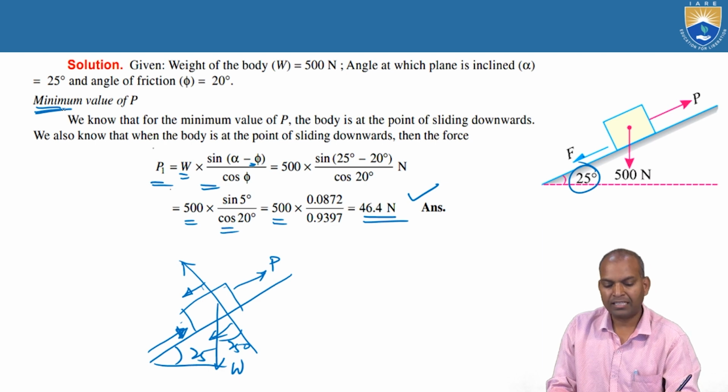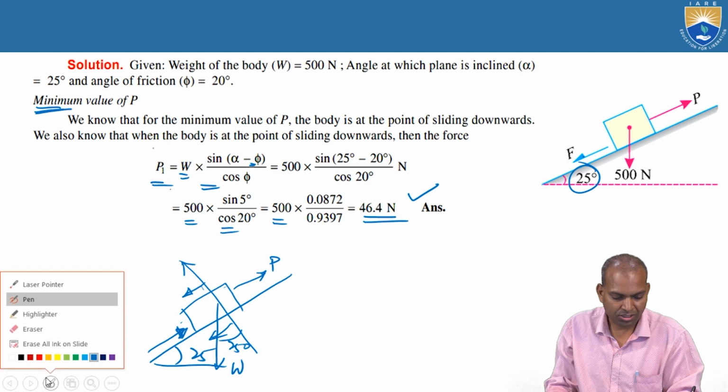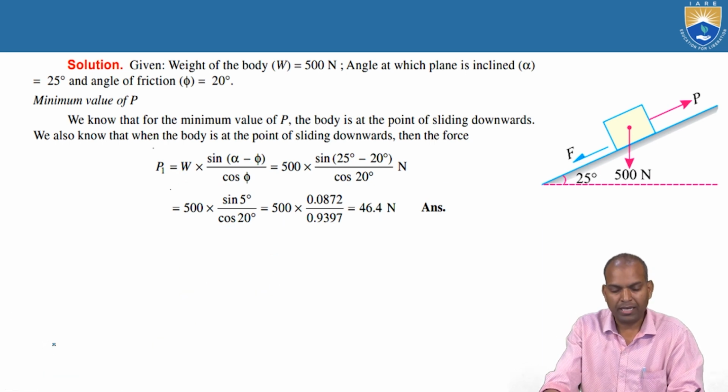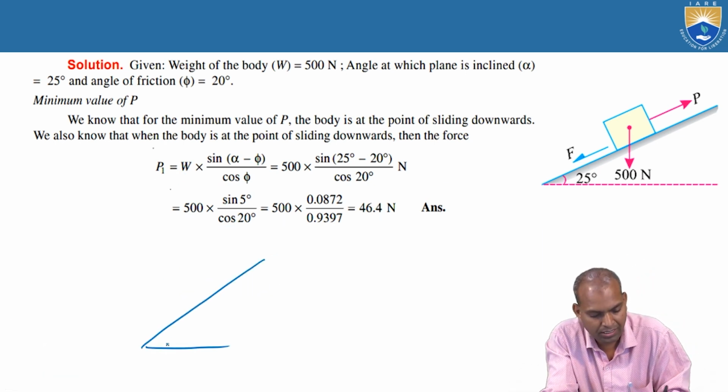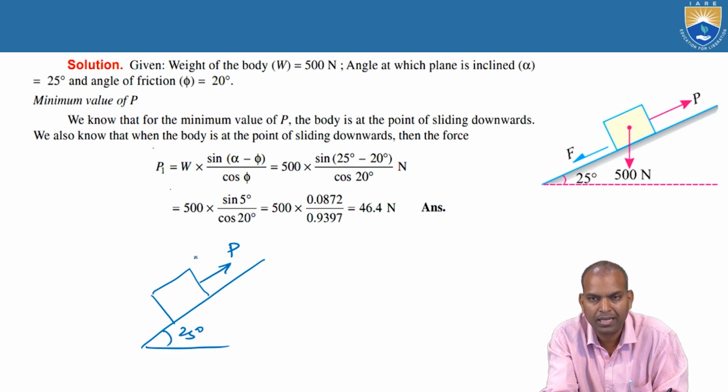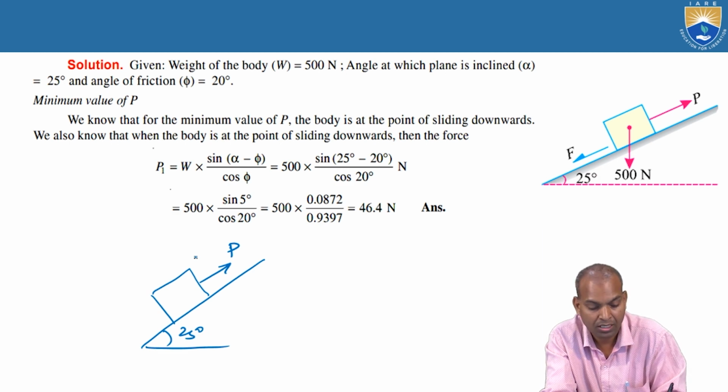Okay, next, what is the maximum value of P consideration? For that, again 25 degrees. The body moves upwards. Here P is the effort in the upward direction only. Now the motion of the body is in the upward direction. Whatever the friction force, it goes downward.